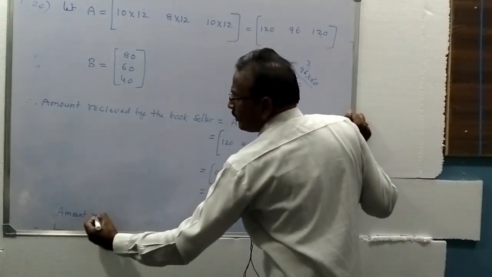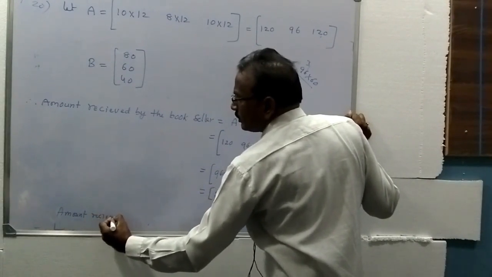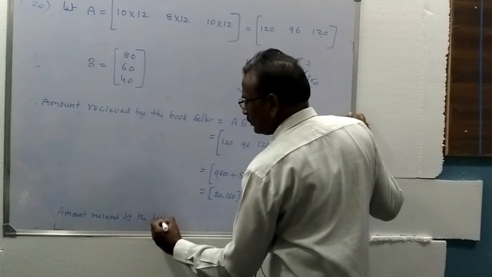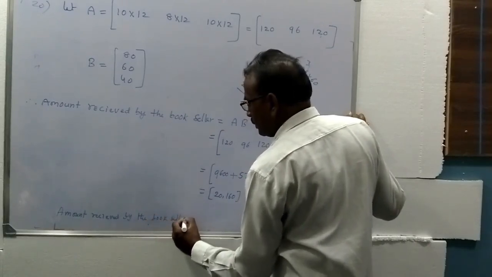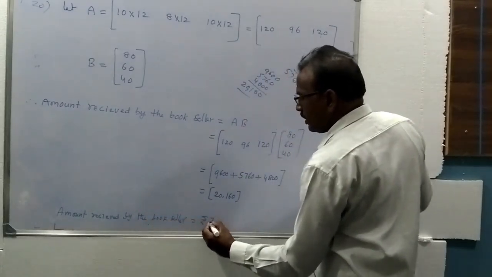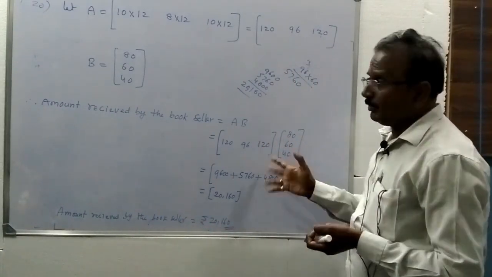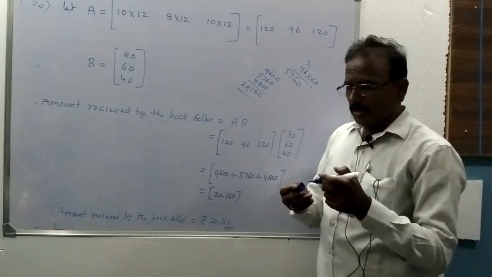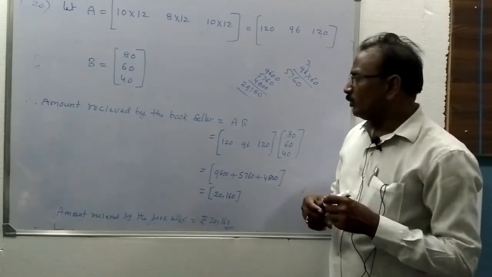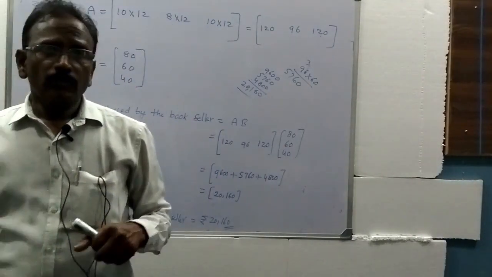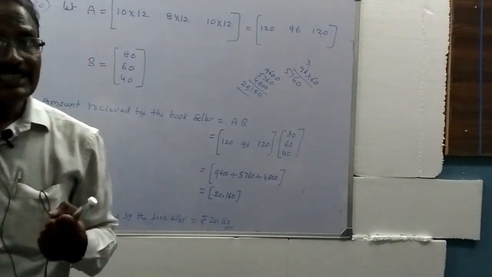Therefore the amount received by the bookseller is 20,160, using matrix algebra. So this is the method to find the total amount received by the bookseller. So this is the procedure. So next we discuss the transpose of a matrix.